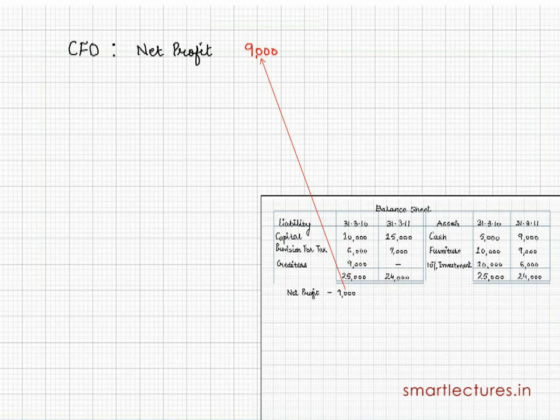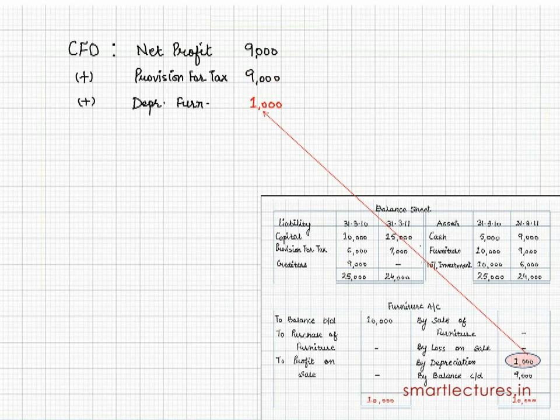So in the capital, only net profit, you don't find anything special which can be added or subtracted from cash from operation. Now provision for tax, it was 9,000. So plus provision for tax made rupees 9,000. Then come to the furniture account. There was depreciation of rupees 1,000. So plus depreciation rupees 1,000.